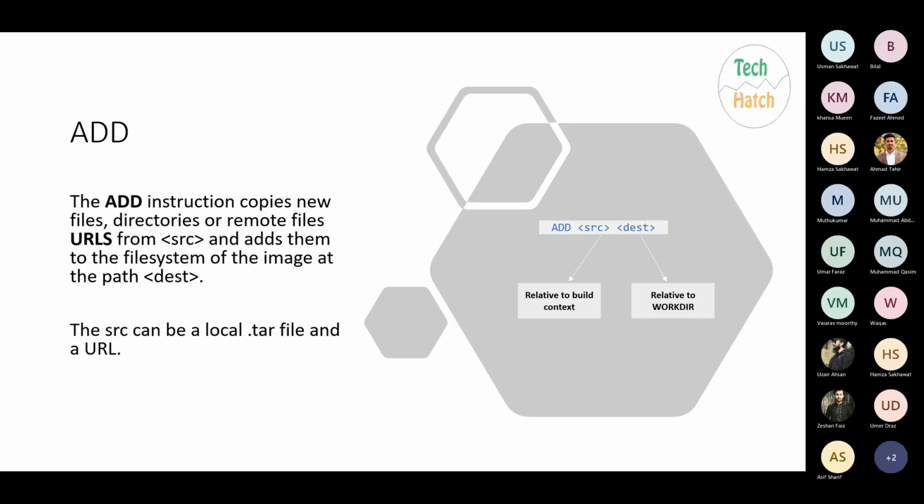Basically the working of the ADD instruction and the COPY instruction is quite similar, but the basic difference between the two is that the ADD instruction also provides you a feature to copy local .tar files or zip files, and content from a URL. That's an additional feature or functionality that the ADD instruction provides to you. Okay.